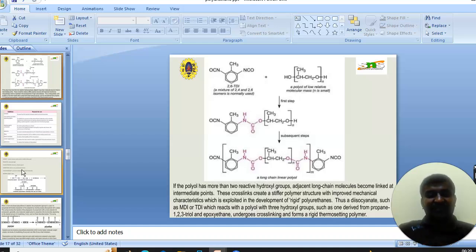Thus, a diisocyanate such as MDI or TDI, which reacts with a polyol with three hydroxyl groups, such as one derived from propane-1,2,3-triol and epoxyethane, undergoes cross-linking and forms a rigid thermosetting polymer.